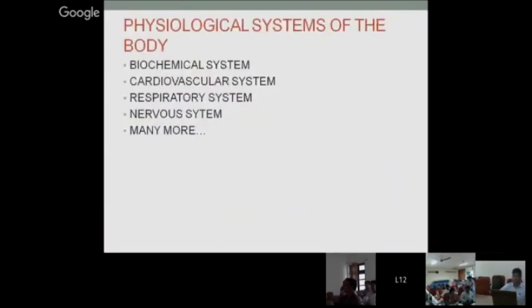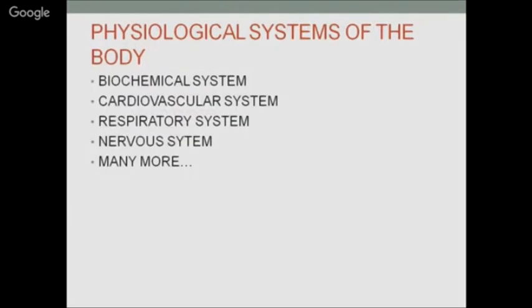So first of all, physiological systems of the body. In the morning also I discussed that there are various physiological systems. There is the biochemical system, cardiovascular system, respiratory, nervous, musculoskeletal system, digestion system, lots of systems are there. I have written only 4 or 5, but there are lots of systems.